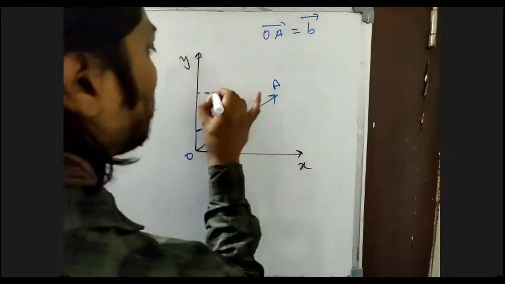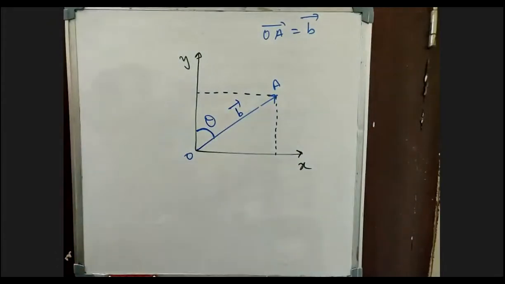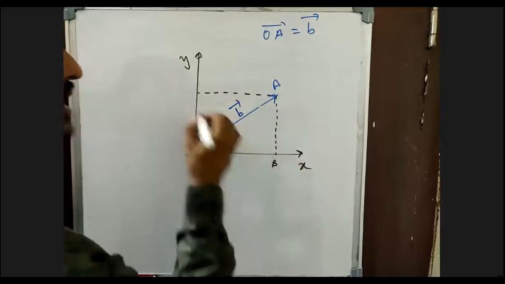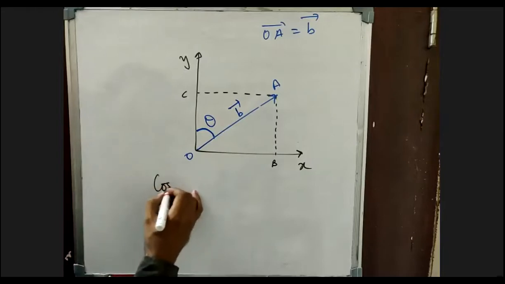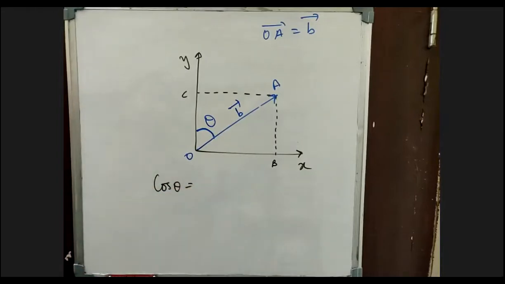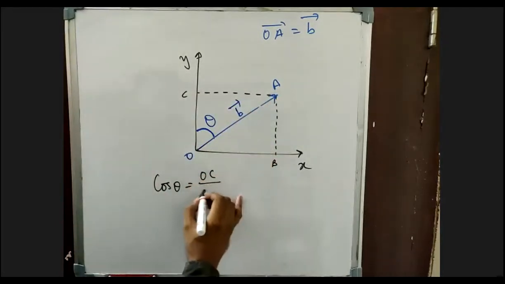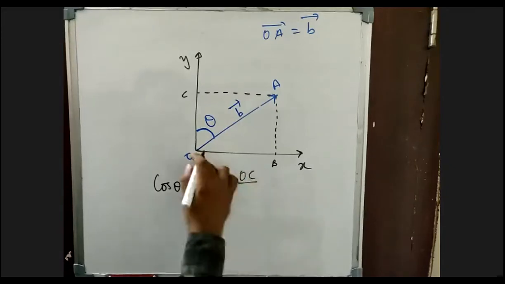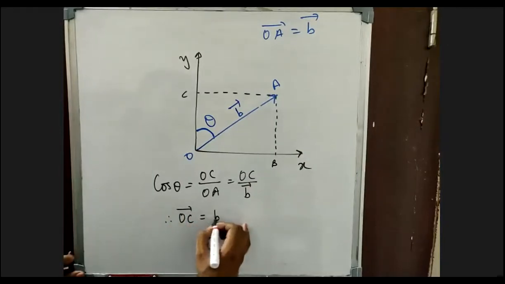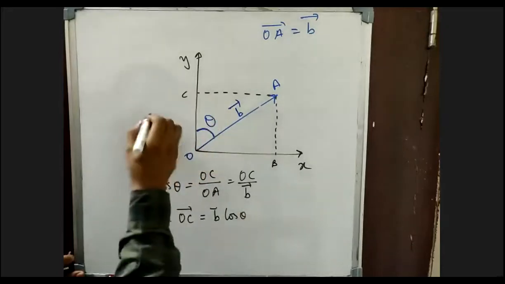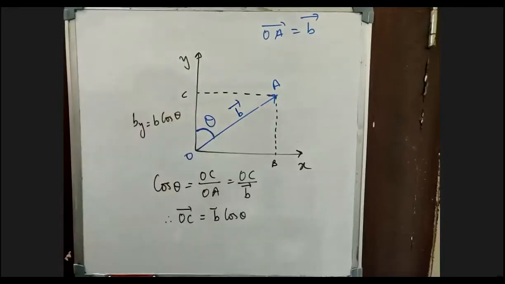Now what will I do? Again I'll draw a perpendicular for this one, and again take the sin theta and cos theta. This is OA, this one is B and this one is, say for example, C. Sin theta and cos theta you write from the given condition. First I am writing the cos theta from the given figure. Cos theta value will be equal to OC by OA. So this will be OC divided by OA, which is nothing but B bar. Therefore, OC bar is equal to B into cos theta. That means along the y-axis, the vector component will become B into cos theta. Clear?